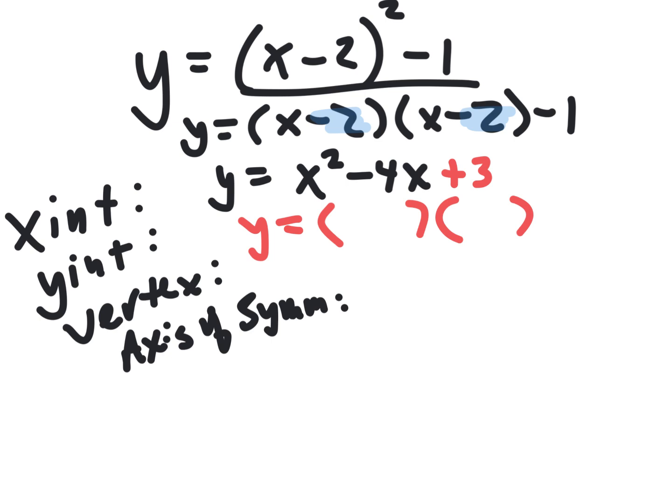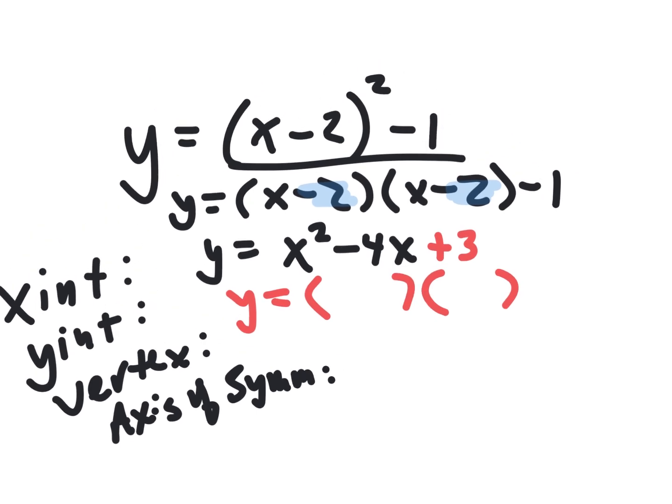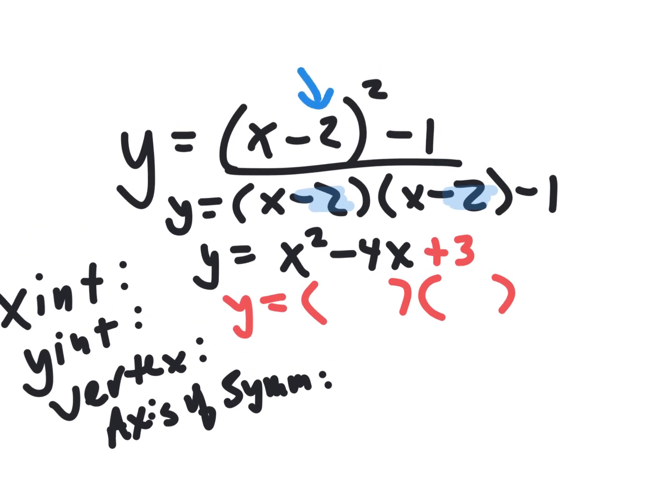The y-intercept's super easy. The y-intercept is where you set x equals 0. The vertex, super easy. It's in vertex form in the first place, so the vertex is just there and there. All right, I'm going to pause for a sec while you finish this one off. All right, you ready? You should have said x and x.